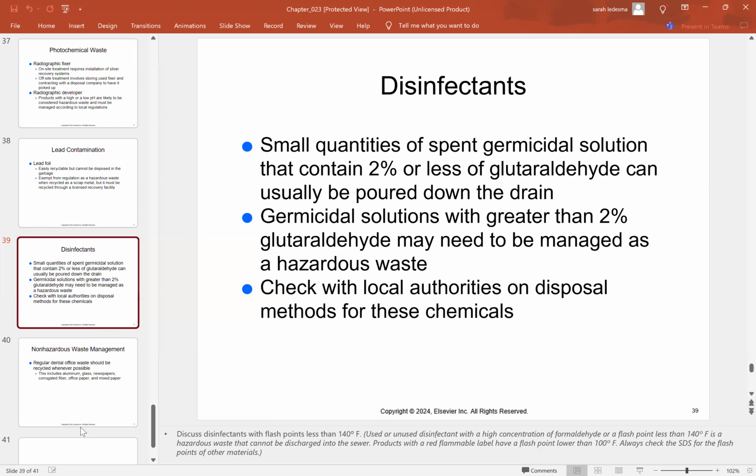Small quantities of spent germicidal solution that contain 2% or less of glutaraldehyde can be poured down the drain. Germicidal solutions with greater than 2% glutaraldehyde may need to be managed as a hazardous waste. Check with local authorities on disposal methods for these chemicals.